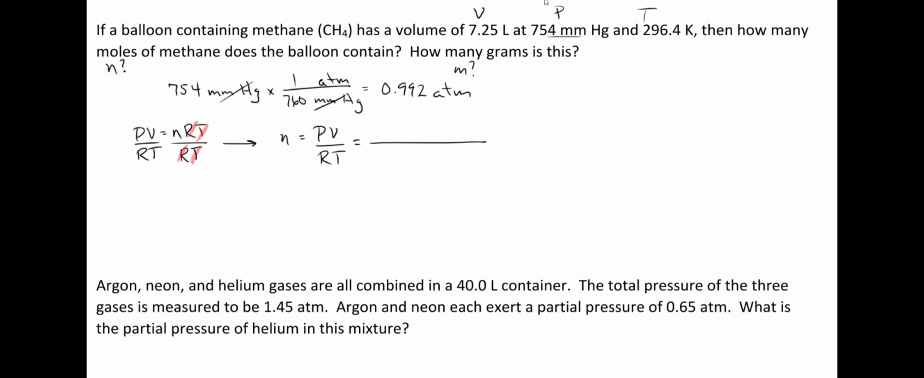So P we saw was 0.992 atmospheres. Again, please write out the units. The volume is 7.25 liters. R is 0.0821 liters times atmospheres over moles times Kelvin. And the temperature is 296.4 Kelvin.